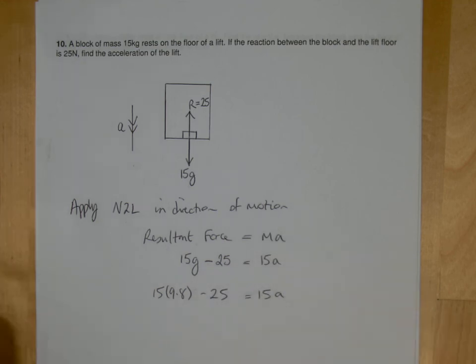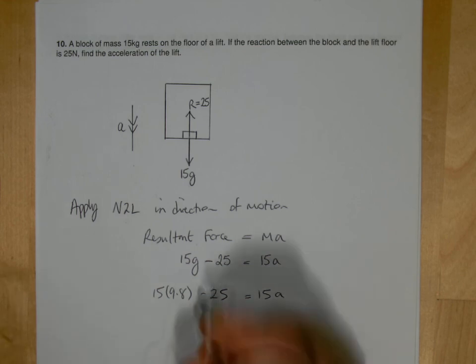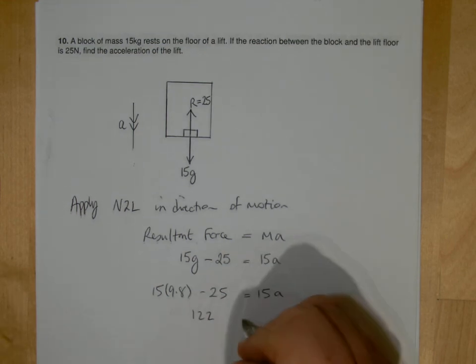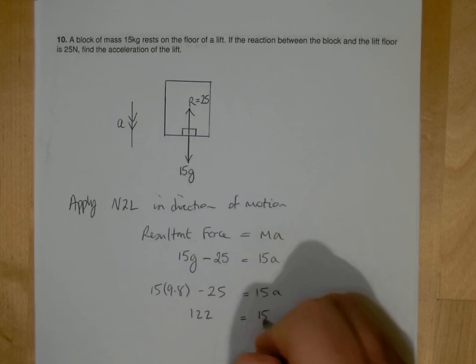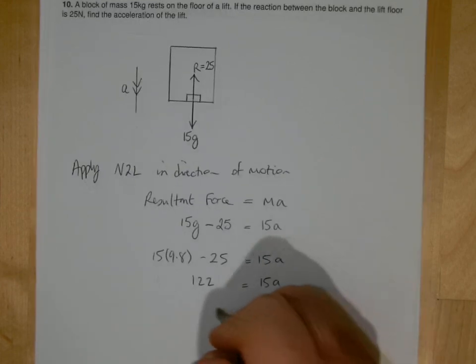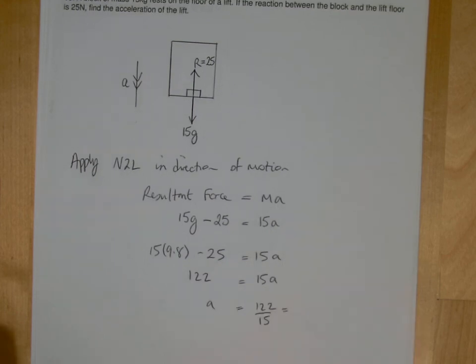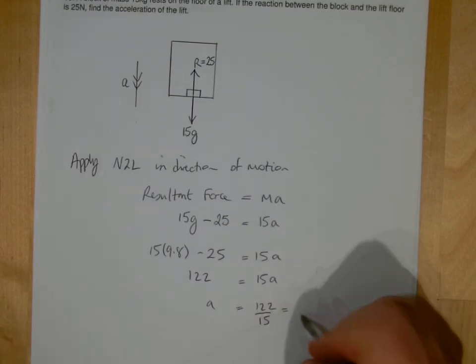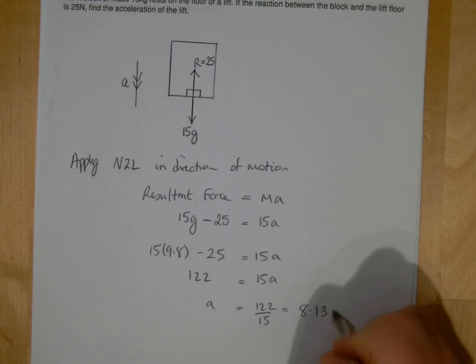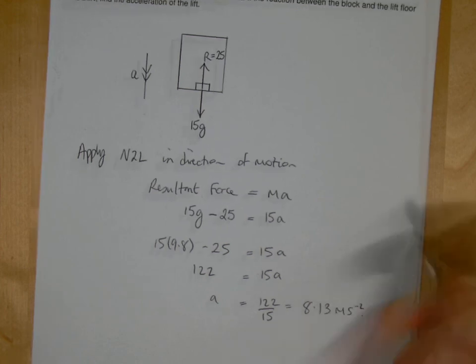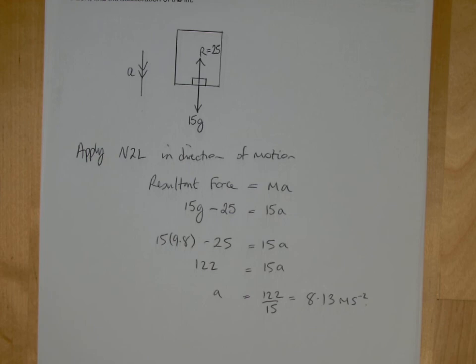So on the calculator, the left hand side comes to 122. And then to get a, of course, you just divide. You get the answer to be 8.13 meters per second squared, or 8.1 meters per second squared.